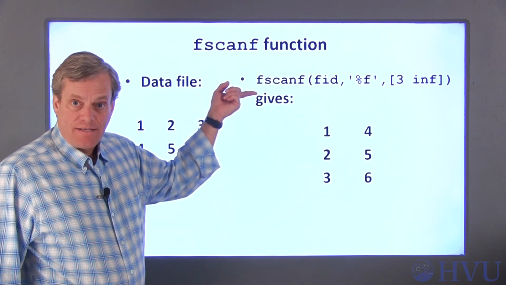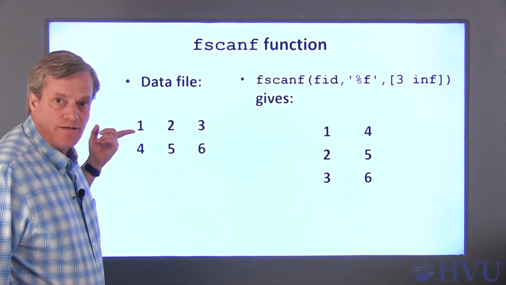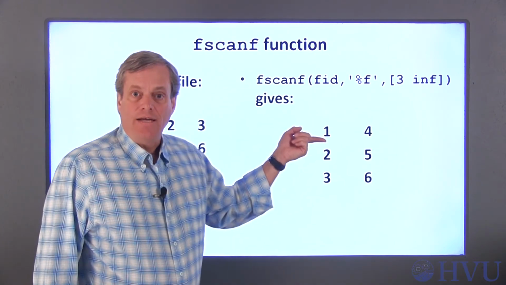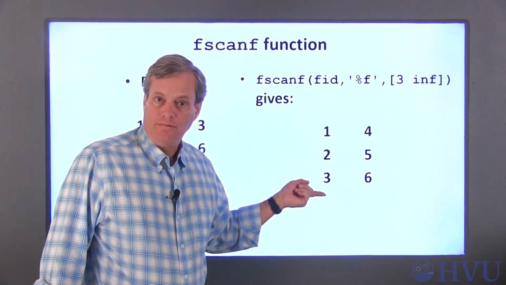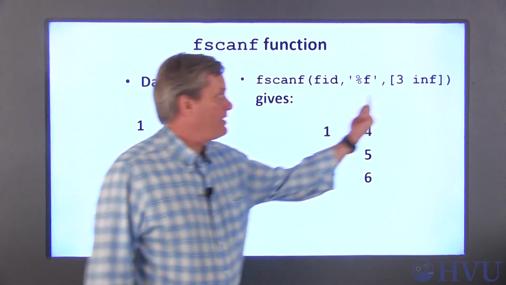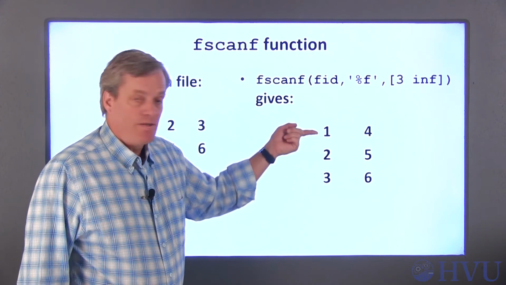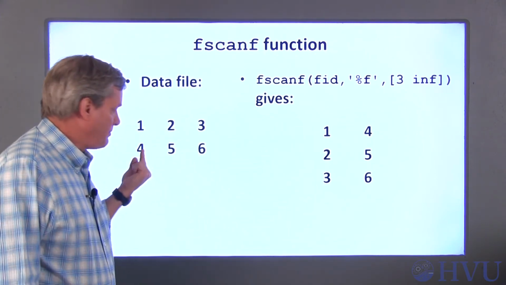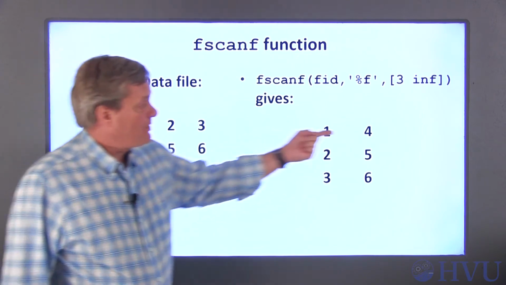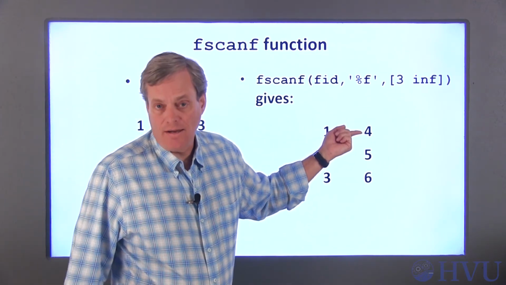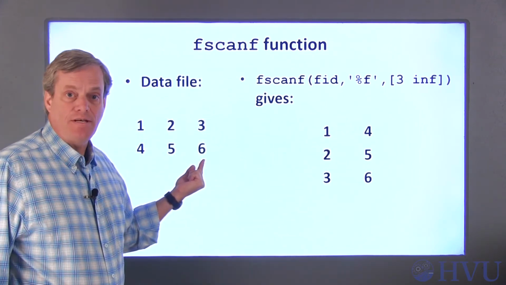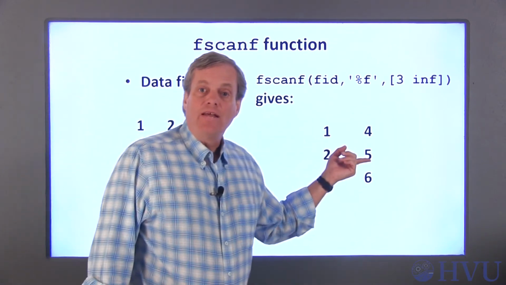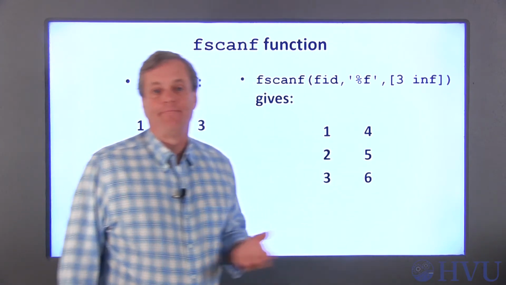When this command is executed, the first row of the data is read, and the numbers are assigned to the output in a column. The output array size is specified to have 3 rows, so this fills all the available spaces in the first column. So the next number that's read, 4, is placed in the first row of the next column. The final numbers, 5 and 6, are placed in the remaining rows in the second column.